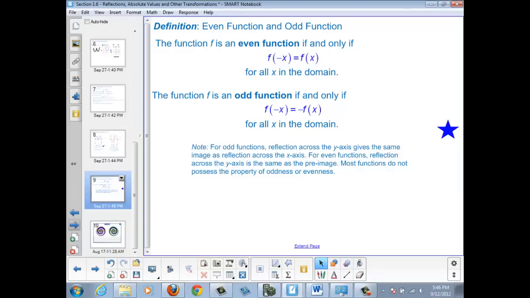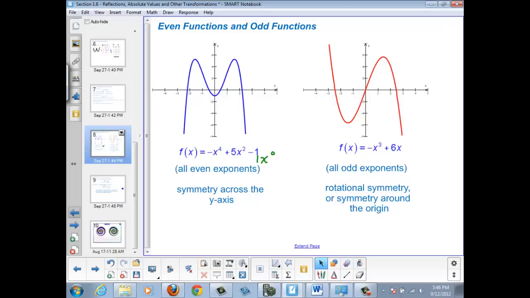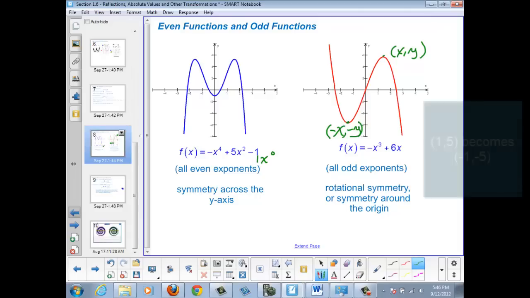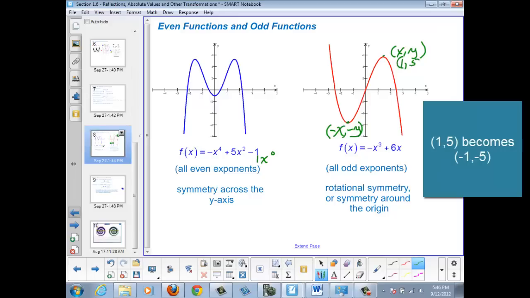For an odd function, to transform between one side of the graph and the other by rotating, every xy coordinate on my original graph has a corresponding value at negative x and negative y. So for example, if this point happened to be 1, 5, I would find my new point by multiplying the x by negative 1, and this new point would be negative 1, negative 5, because I would multiply the y value by negative 1 as well.